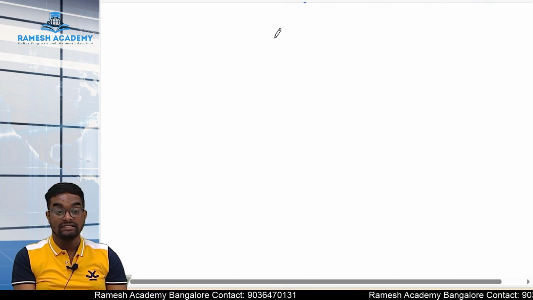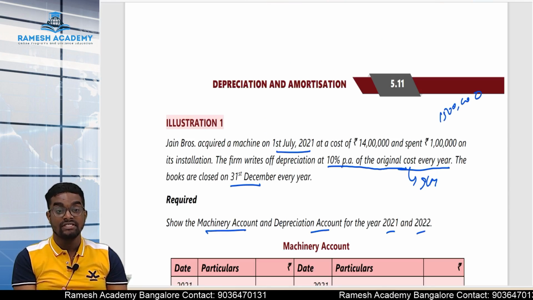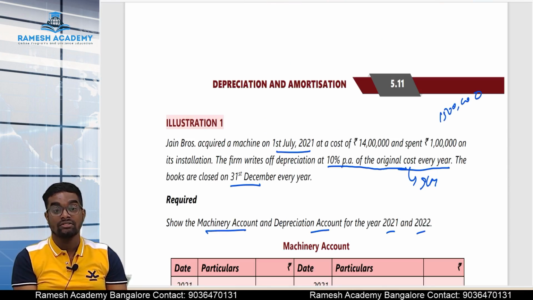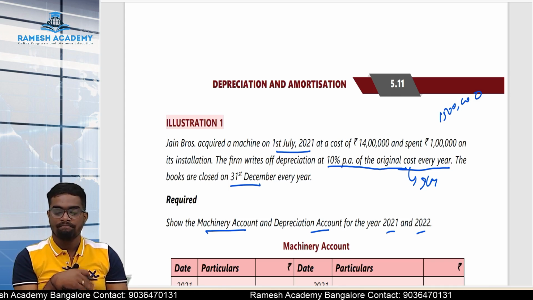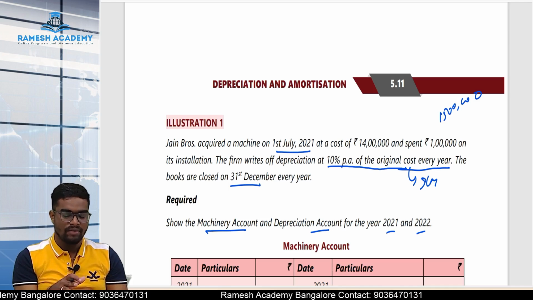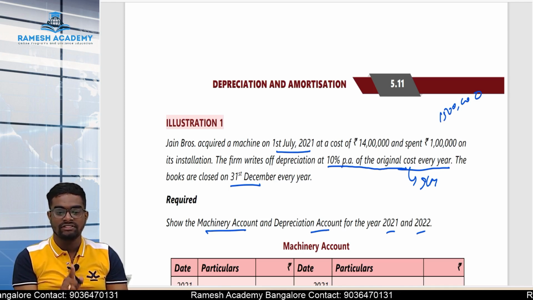So first understand the journal entry. First we are purchasing the machinery. So what is the cost? Machinery account comes in, so 15 lakh to bank account. Obviously if you are paid by bank, it is bank account. So that will be the first journal entry.